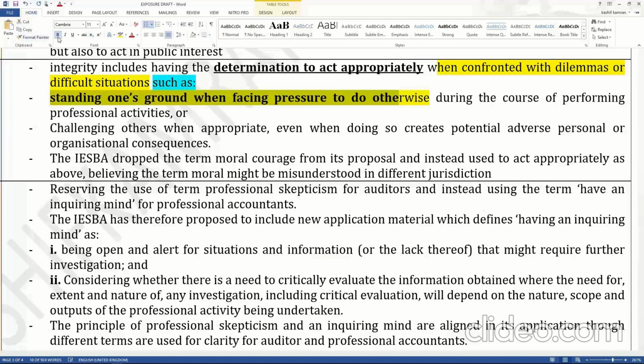Is that clear, everyone? So that is your determination to act appropriately as an accountant. Number 2, challenging others when appropriate, even when doing so creates potential adverse personal or organizational consequences.